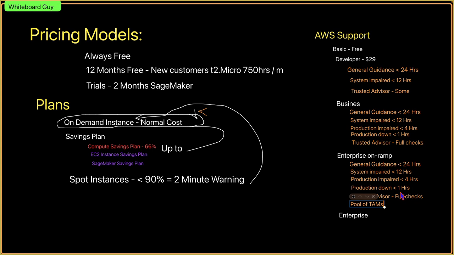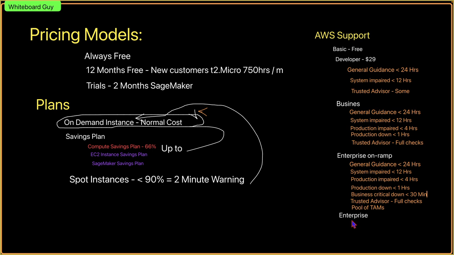Now the differences come into play as well. You've got production system down with under 1 hour, but then they also have a business critical system down. Let's call that business critical system. And if it's a business critical system that is down, with under 30 minutes, not hours anymore, they will come to your assistance on that.